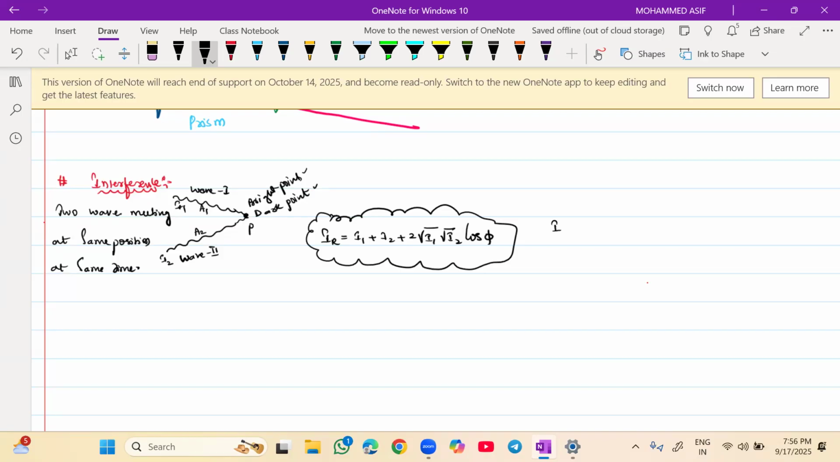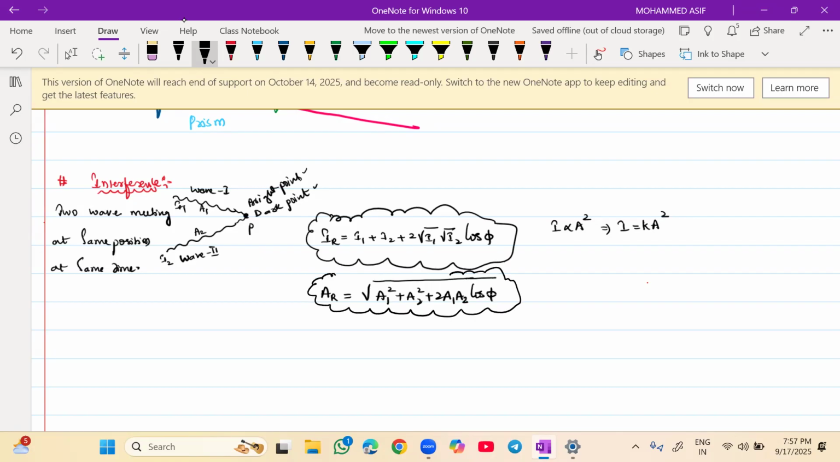And intensity is directly proportional to square of amplitude. So if I remove the proportionality constant, we get I is equal to K into A square. So I resultant I can write in terms of resultant amplitude. So A resultant will be equal to under root of A1 square plus A2 square plus 2 times A1, A2 into cos of phi. So this will be the formula for your resultant intensity.